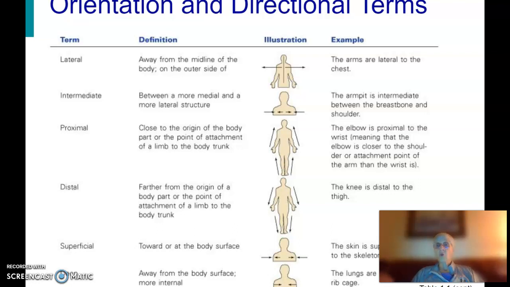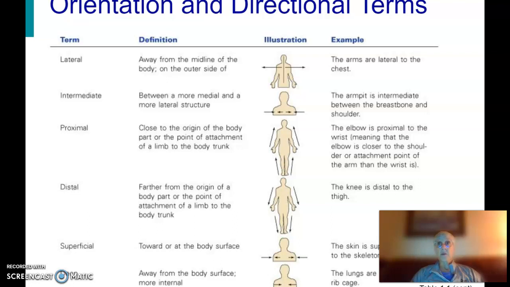Proximal and distal are only used on arms and legs because proximal means it's close to the point of attachment. So if you're talking about your arms, the point of attachment is your shoulders. If you're talking about your legs, your point of attachment is your hips. So if I'm looking on my arms, my elbows are proximal to my wrist, which means my elbows are closer to my shoulder than my wrist is. On my legs, I could say that my ankles are distal to my knees because my ankles are further away from my hips than my knees.